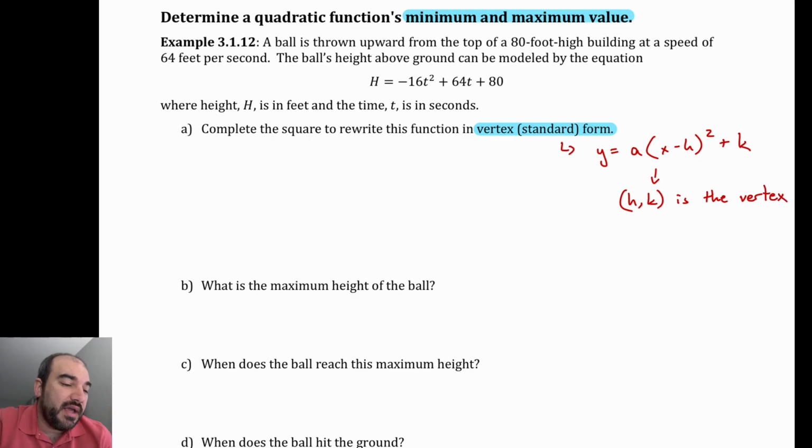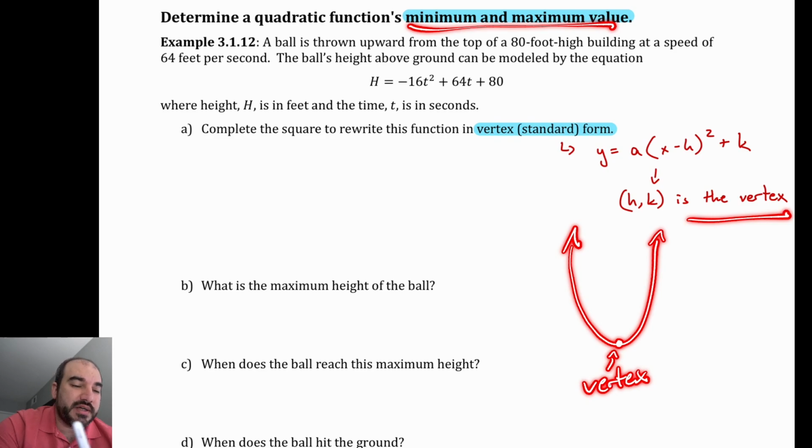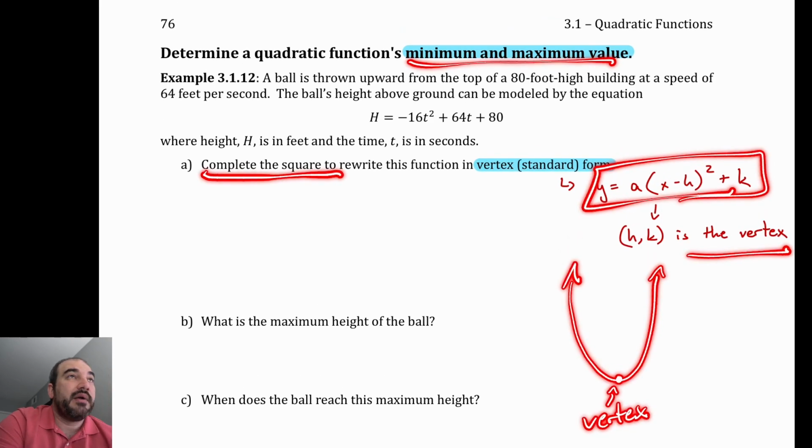And the vertex of a quadratic function is its highest or lowest point, right? Remember the quadratic functions are in the shape of a parabola. So this point that is the lowest point or the highest point, if it's an upside down parabola, that's what we call the vertex. So if you want to find the maximum or minimum values, you're going to want to find the vertex. If you want to find the vertex, you're going to want to put it into vertex form. If you want to put it into vertex form, you're going to have to complete the square. Okay, so complete the square to put it into vertex form, and then from there you can pull the vertex, and that'll tell you the highest or lowest point of the quadratic.